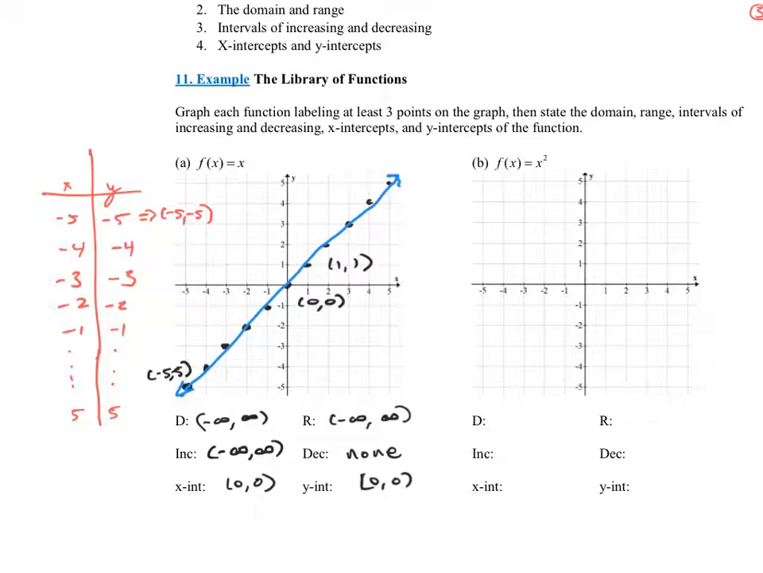So you're going to go through the next few pages. You're going to do this exact same thing. Create a table, put in the function, put dots at any of the points that you see in the table. Domain is left to right. Range is down to up. Increasing is as you go from left to right, when is it going up? Decreasing is as you go from left to right, when is it going down? X-intercepts are where does it touch the x-axis? It is an ordered pair. Y-intercepts are where does it touch the y-axis? It is also an ordered pair.